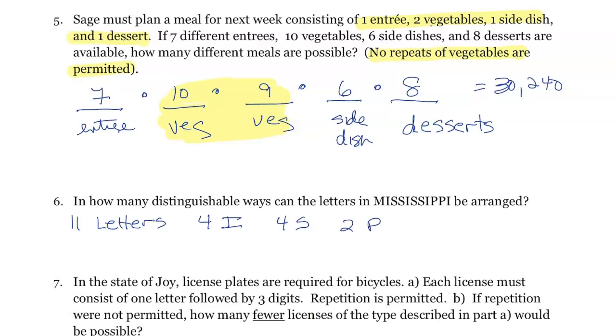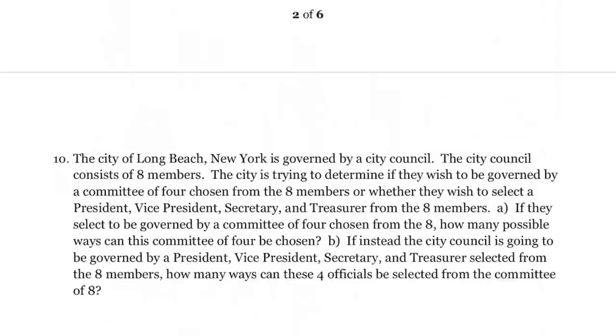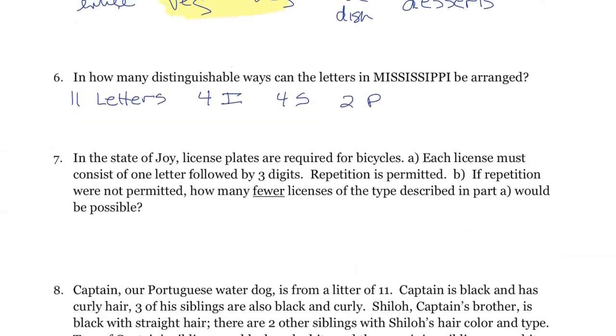So I'm going to say that order matters, right? Because it's going to look different. So I'm going to have 11 factorial, because I have 11 letters. But then I have to take account of all the repeats. 4 I's, 4 S's, so 4 factorial, and then 2 P's. Okay, so put that in your graphing calculator, and you should be getting 34,650.